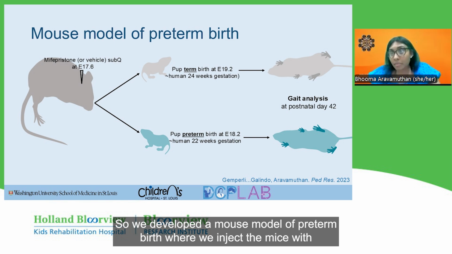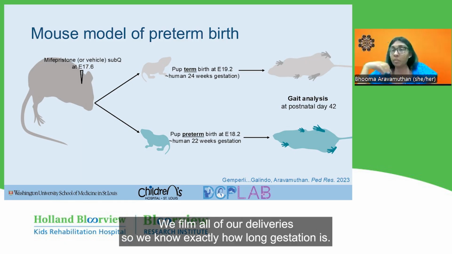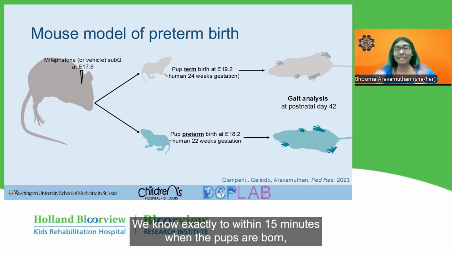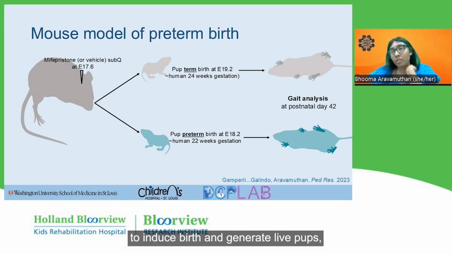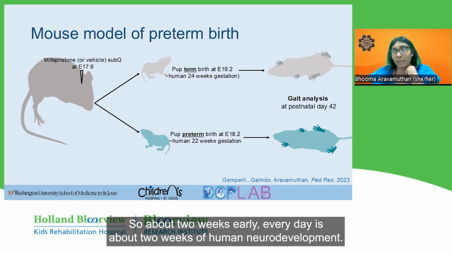So we developed a mouse model of preterm birth where we inject the mice with mifepristone at a very strict time. These are time-bred mice. We film all of our deliveries, so we know exactly how long gestation is. We know exactly, to within 15 minutes, when the pups are born. We're able to induce birth and generate live pups up to a day early, which is quite a bit early when considering the human equivalent gestation. It's about 2 weeks early. Every day is about 2 weeks of human neurodevelopment.